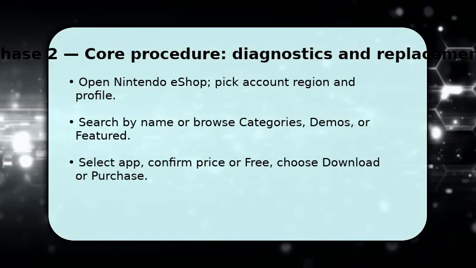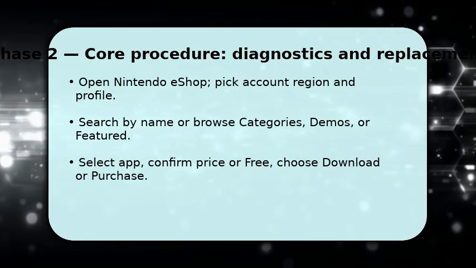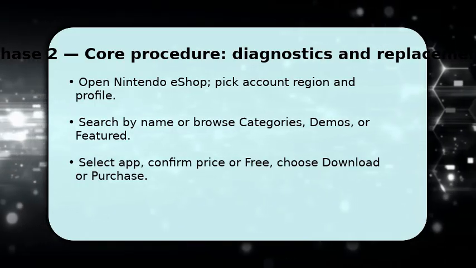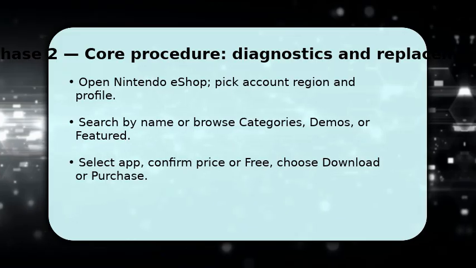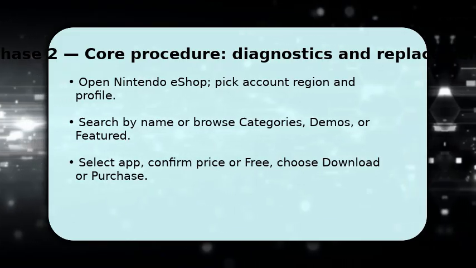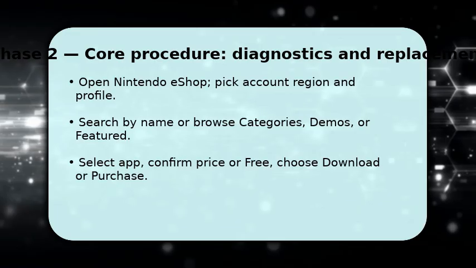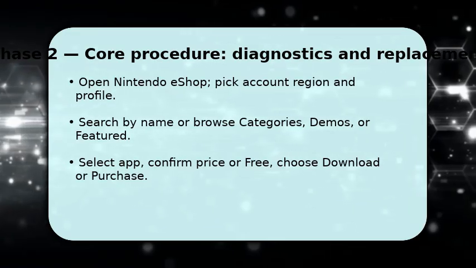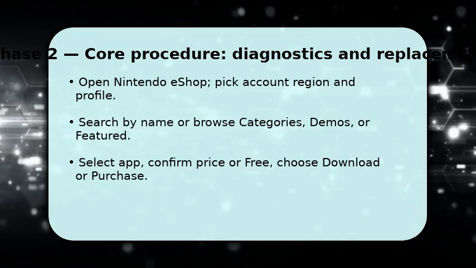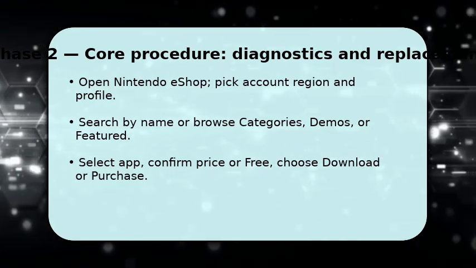You now go into the eShop to get the app. Choose your profile, then use search or browse categories to find the exact title. Once you pick an app, check the details page for file size, ratings, and required firmware. This explains why some apps won't run. Then confirm the price or free, select download or purchase, and authorize payment if needed.